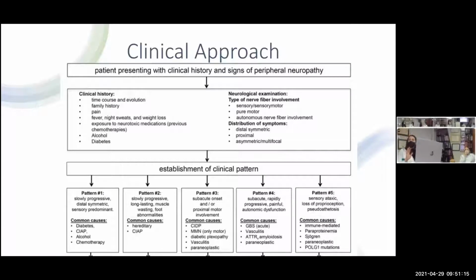So this is, I found this and I thought it was quite an interesting approach, a way to group these differential diagnoses when you're dealing with a patient that presents with peripheral neuropathy or a suspected peripheral neuropathy. And the most important point, as with any patient, is to take a detailed history.